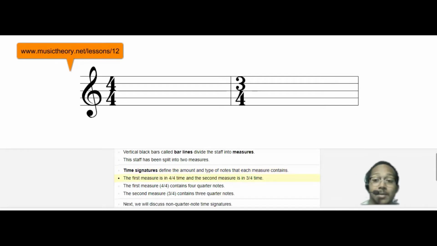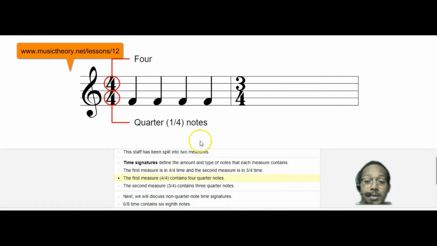Here we have 2 time signatures, on one side 4/4, and on the second side, 3/4. In the first measure, the 4/4 time signature, we notice that there are 1, 2, 3, 4 quarter notes. Each quarter note is equal to 1 beat of sound.